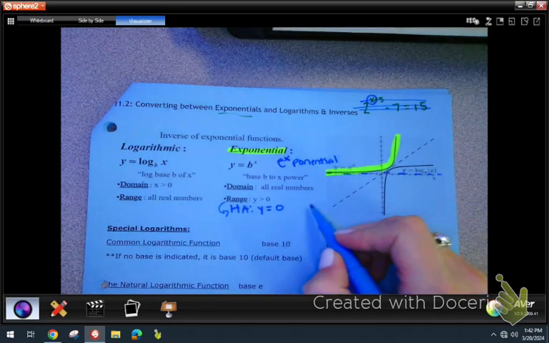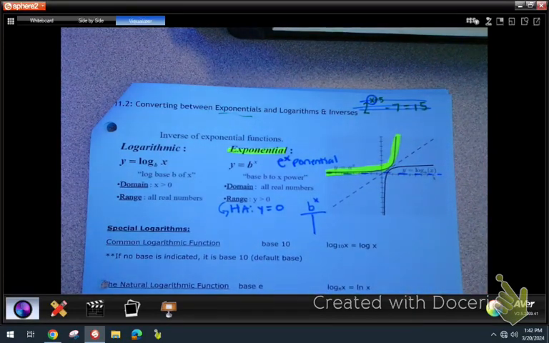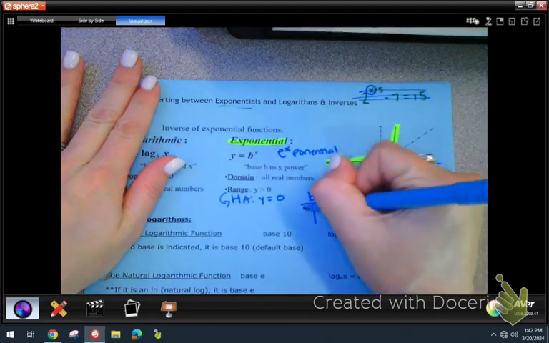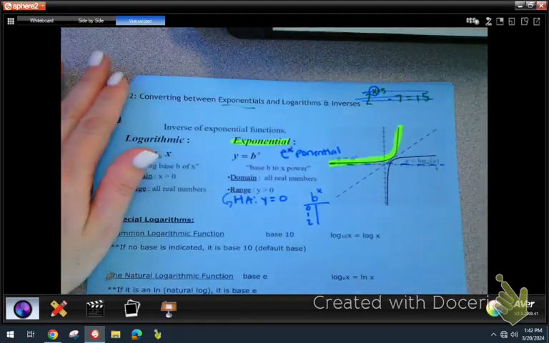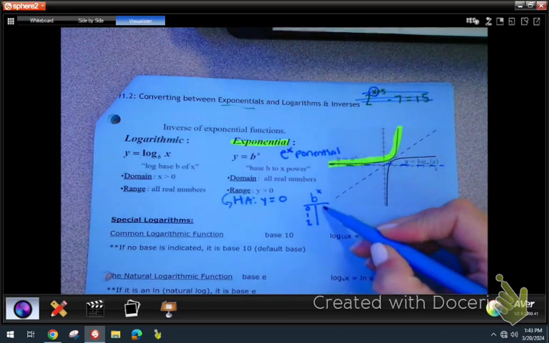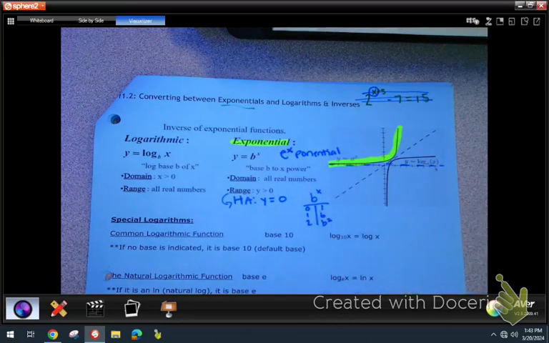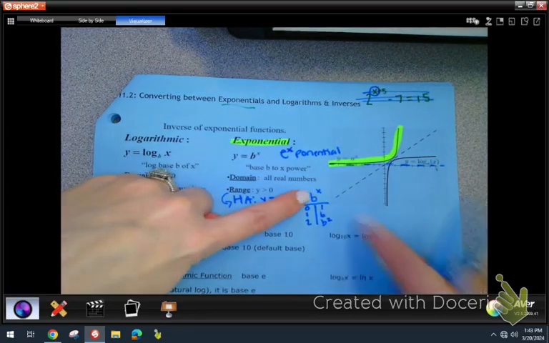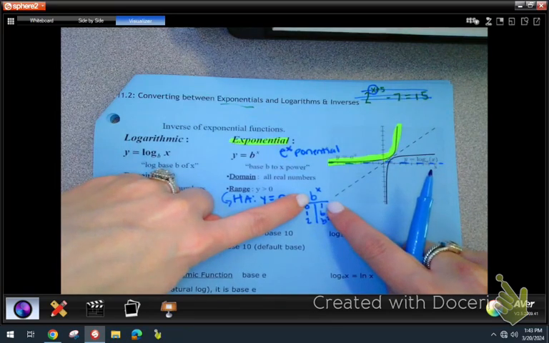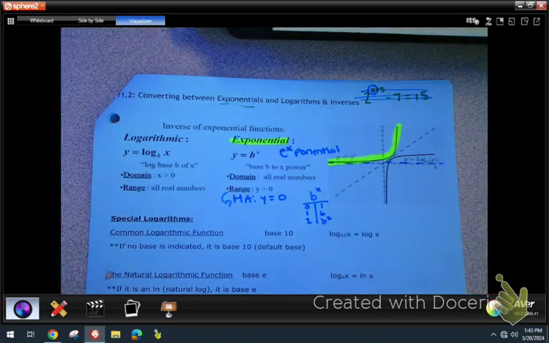What are your points? What would you use if you have any base to the x? This is good review from last class. 0, 1, and 2 would be the x values that you would use because those are reasonable exponents that aren't going to give you too big of numbers that won't fit on your graph, or you don't have to deal with negative exponents. Do you remember what the y values would be? 1, b, and b squared. And again, you can figure that out. If you know your inputs are 0, 1, 2, you can figure out b to the 0 has got to be 1. b to the 1 has got to be b. b to the 2 has got to be b squared. If you forget, you can go backwards and do that.